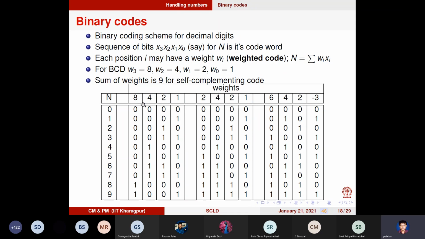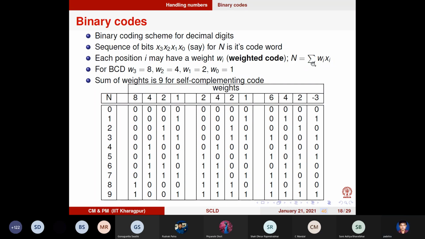So you can easily see, for example, if the weights are 8, 4, 2, and 1, then this number would be 1 into 1 plus 2 into 1 plus 0 into 4 plus 0 into 8. So you have to just multiply. This formula you have to apply: multiply the weight Wi with the bit value xi and then add up over all the bits.